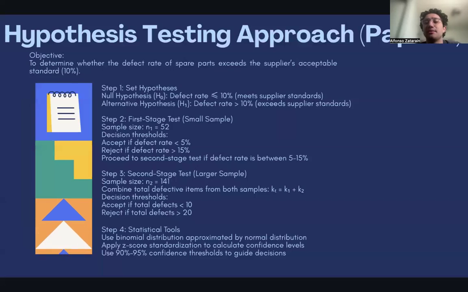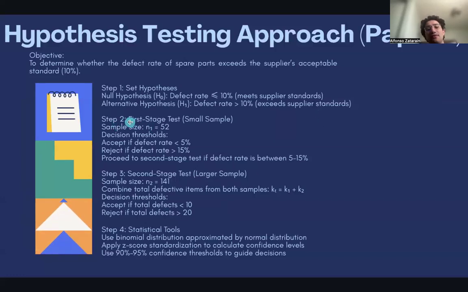The hypothesis test approach on paper number one. The objective would be to determine whether the defect rate of spare parts exceeds the supplier's acceptance rate or standard, which would be 10%. We first, as I already mentioned, set a hypothesis. The null hypothesis would be that the defect rate of 10% meets the supplier's standards, and the alternative hypothesis would be a defect rate less than 10%. This would mean that it exceeds supplier standards.